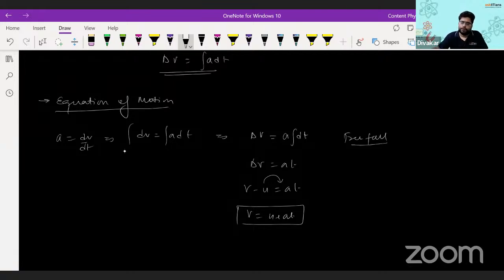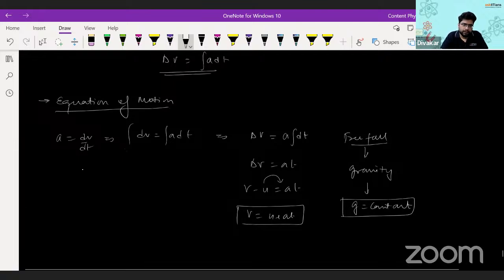Why? Because in free fall, you assume there is just one force, and that is gravity. And you also assume that gravity is constant. It's not changing with height, which is wrong, but for small heights, you can take that approximation. So in case of motion under the influence of gravity alone, you can apply these formulas. There is no issue because acceleration is constant. But if acceleration is given as a function of time, you should avoid applying these formulas.